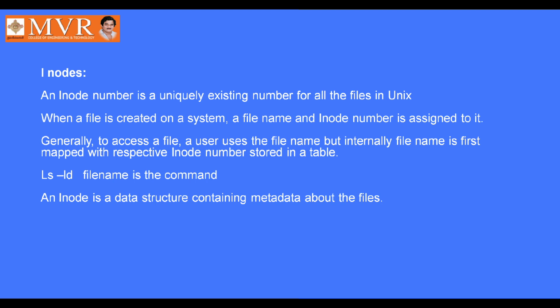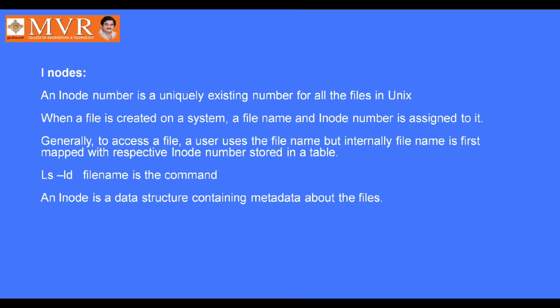When a file is created on a system, a file name and an inode number are assigned to it. As I have said earlier, whenever a file is created, it is created with a name that we assign, and an inode number that the system assigns to that file. Generally, to access a file, a user uses the file name, but internally the file name is first mapped to the inode number stored in a table.